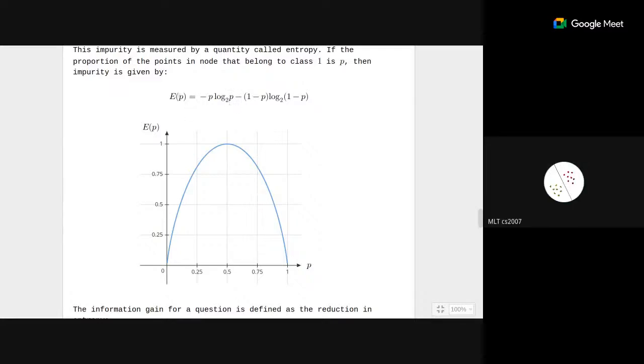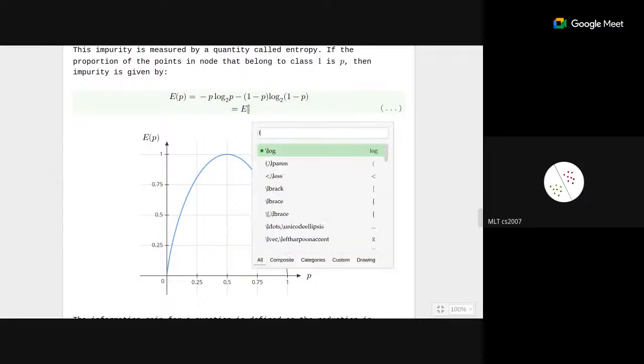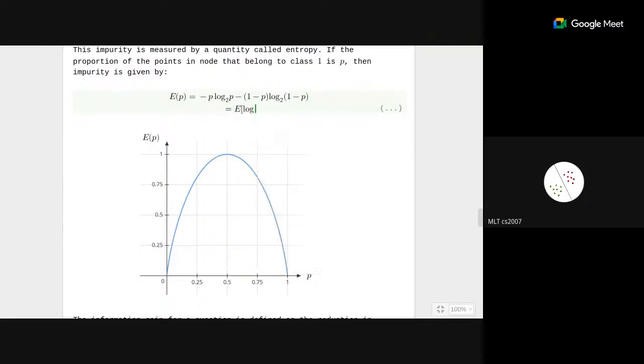Okay. This we won't give you, right? You have to. It's not too hard if you think about it. It's P log P and 1 minus P log 1 minus P. Yeah, so if you want to stretch this, you can also think about this as an expectation, right? The expectation of this function, which is log P.